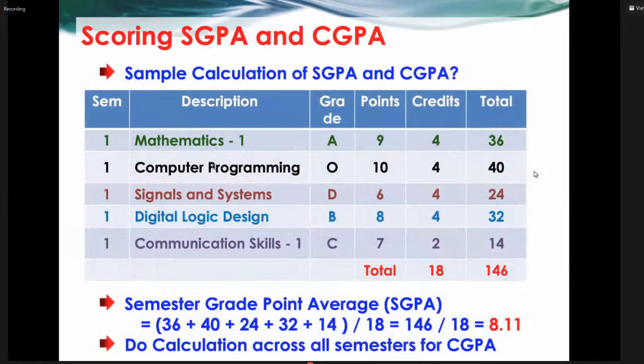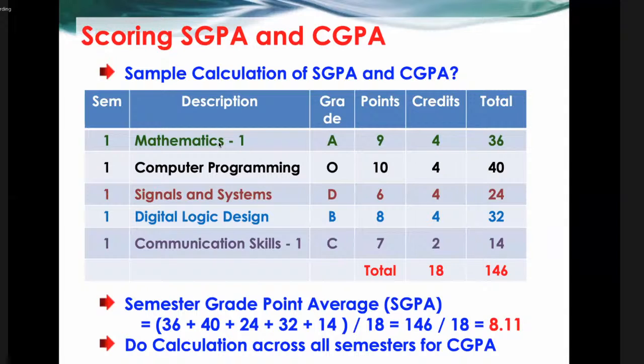Okay, how do we calculate CGPA and SGPA? We have some mechanisms also that I will explain in the later part of this. Semester grade point average is simply calculated here. I have given one example. How do we calculate semester grade point average? Cumulative grade point average can also be calculated in the same way, but you have to do it across all the semesters. First, let us look into SGPA calculation.